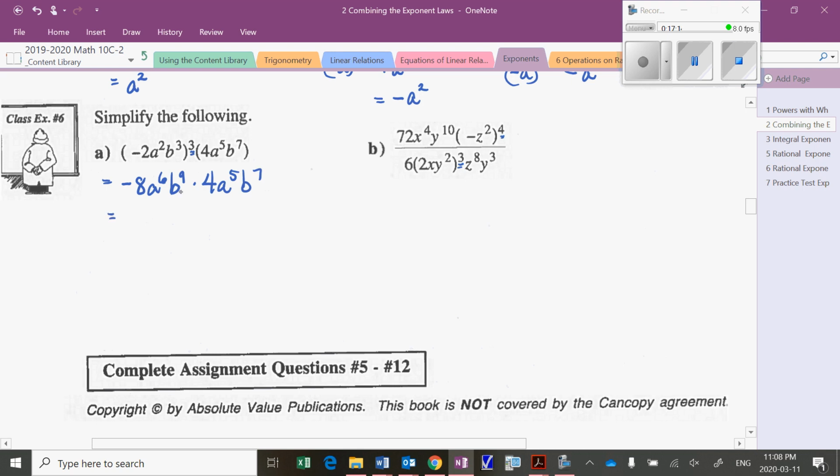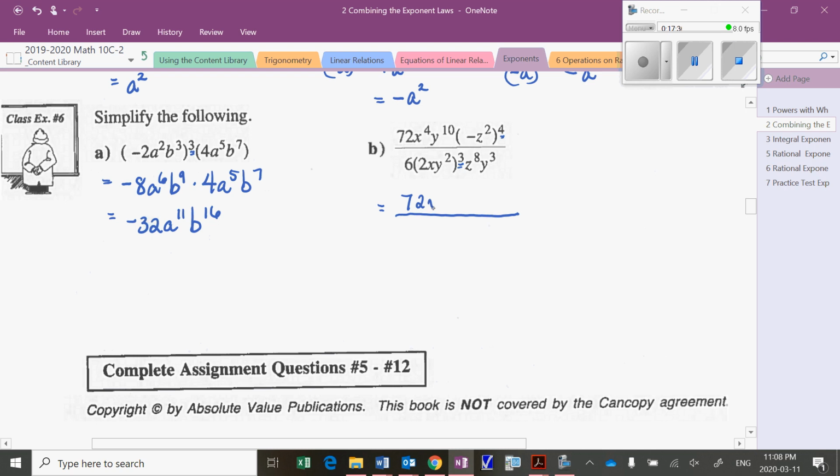So then we'll multiply those coefficients. Negative 8 times 4 is negative 32. A to the 6th times a to the 5th, if we expand that all out, we've got a to the 11th, b to the 9th times b to the 7th is the same as b to the 16th. Excellent.